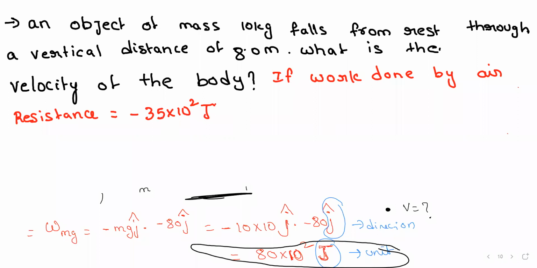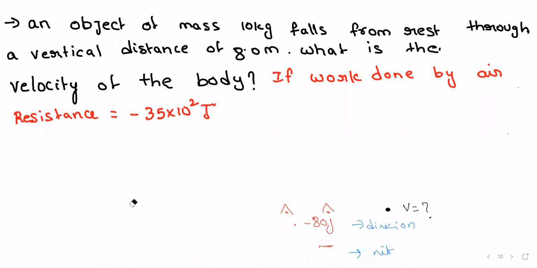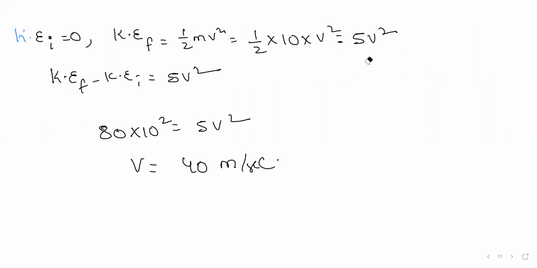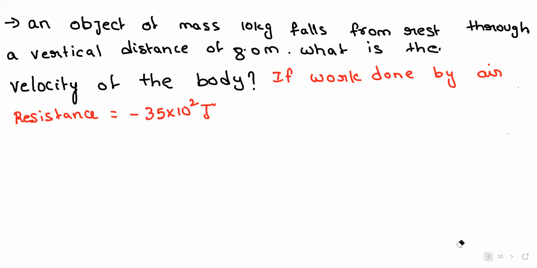Solve this question now. Take 5 minutes. See here, you cannot use equations of motion, that is V square minus U square is equal to 2as. You have to use the work energy theorem. Do it.